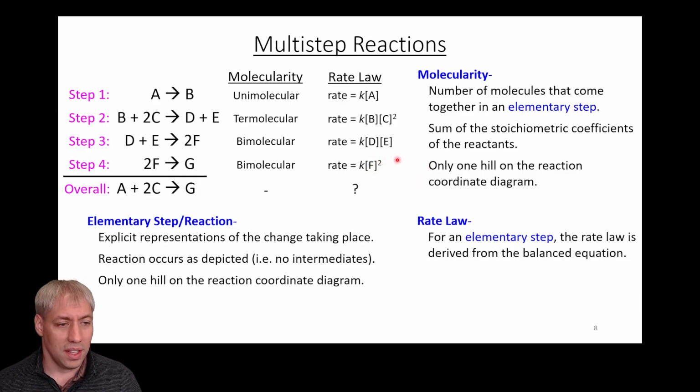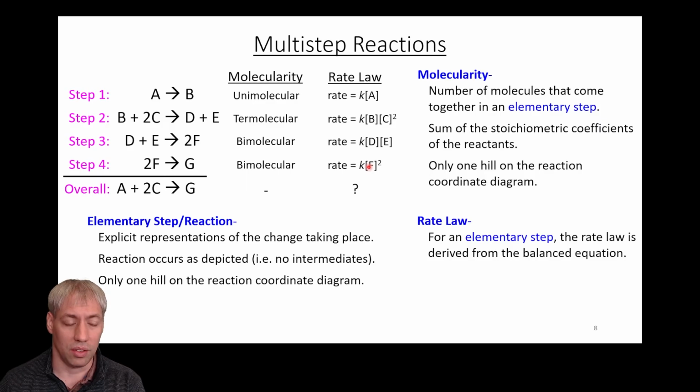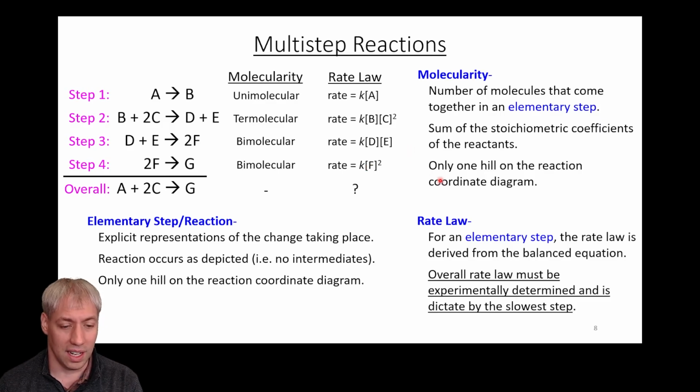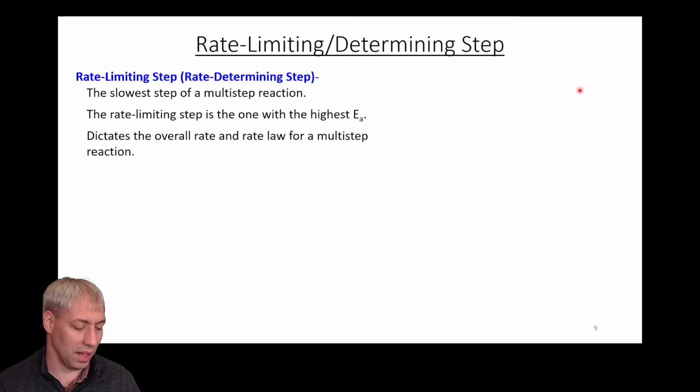And so this tells you the molecularity and the rate law for individual steps, but it doesn't tell you the overall rate law. And so the overall rate law is going to be dictated by something else. You basically have to experimentally determine the overall rate law. And the key thing that allows us to do that is the overall rate law is dictated by the slowest step of the reaction. And so what do we mean by that? What we're effectively describing is something called the rate limiting step or rate determining step.